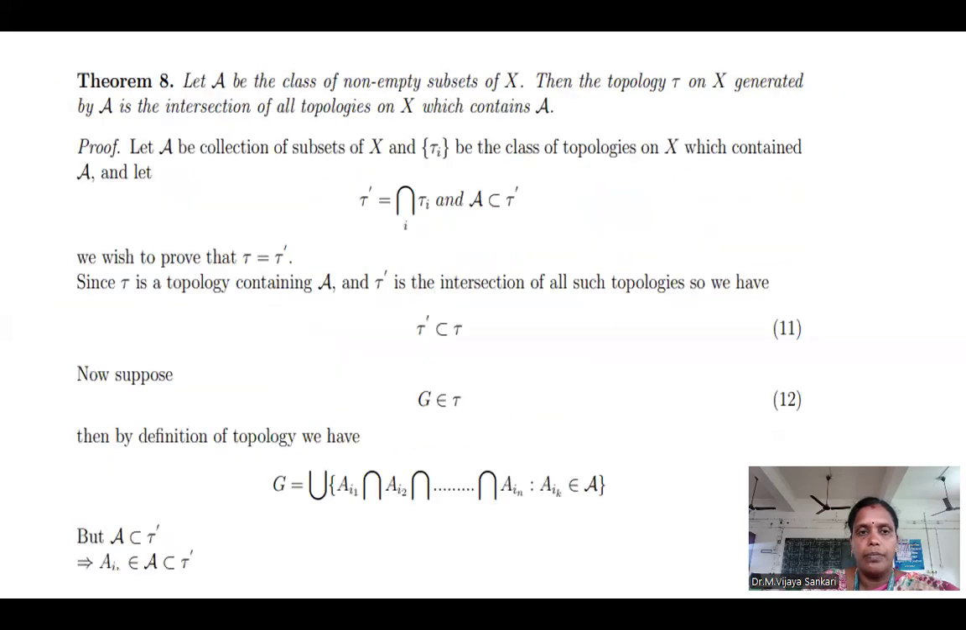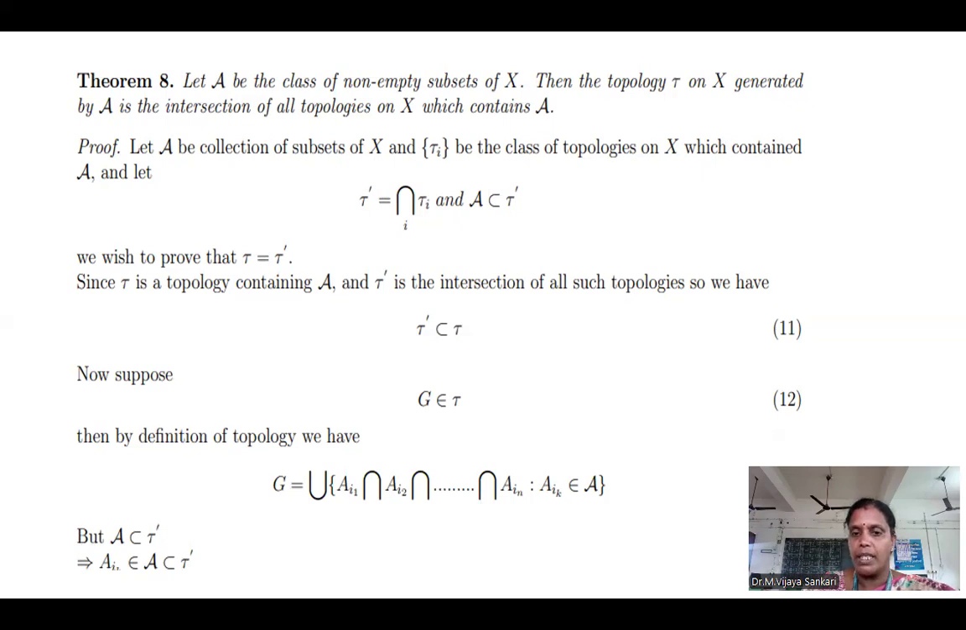Next theorem. If A is a class of subsets, the topology tau on X generated by A is the intersection of all topologies on X which contain A. Here tau dash equals the intersection of tau i, and A is a subset of tau dash. We wish to prove that tau equals tau dash. Here tau is the topology containing A, and tau dash is the intersection of all such topologies. Therefore, tau dash is a subset of tau.